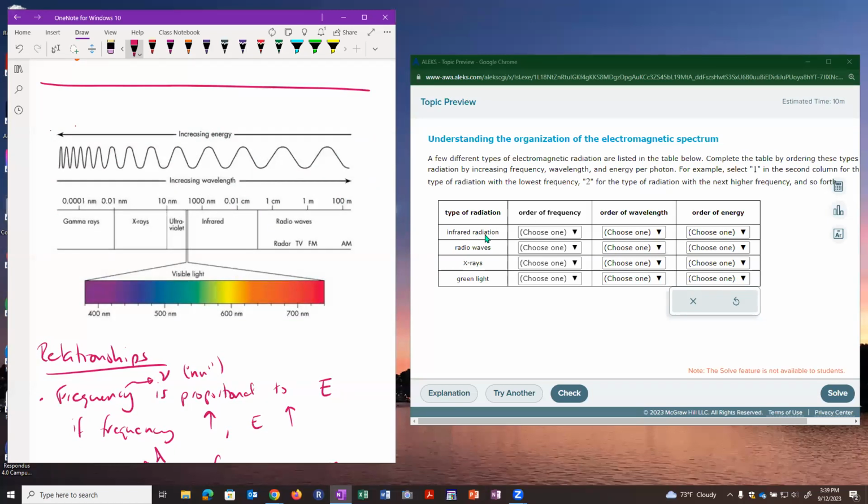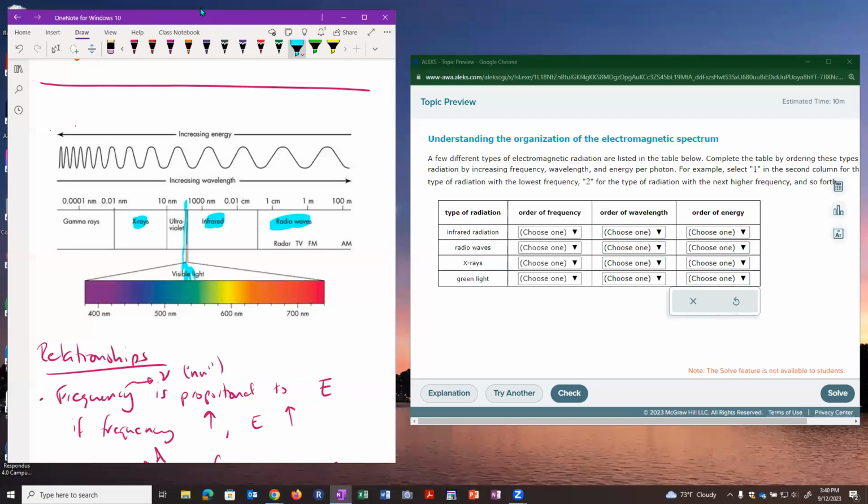All right, so infrared radiation, radio waves, X-rays, green light. You want to find all of these types of radiation on your spectrum. Infrared is right about here. Radio waves is further on the right side. X-rays are way over to the left, and then green light is part of the visible spectrum. If we want to chart or highlight those different regions, we have our X-rays, green light over here somewhere in the middle, right about there, then infrared, and then radio waves.